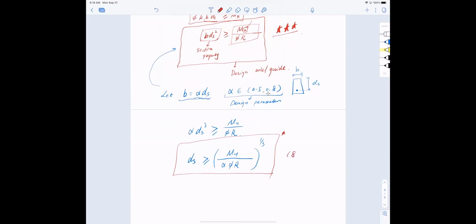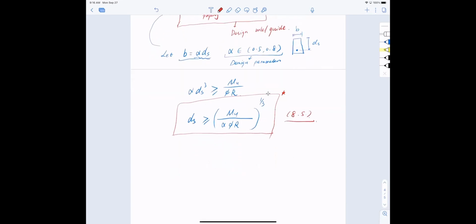And this is our equation 8.5, the depth of our section. This is saying that if you are given the applied moment to the beam, and you want to estimate the depth of the section, you use this equation. For this, several notes here, very important.